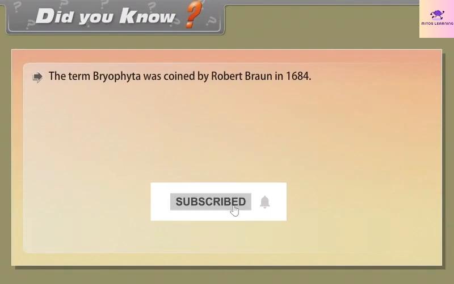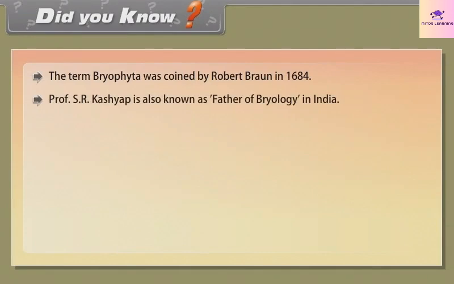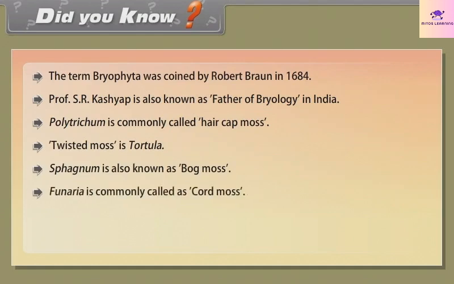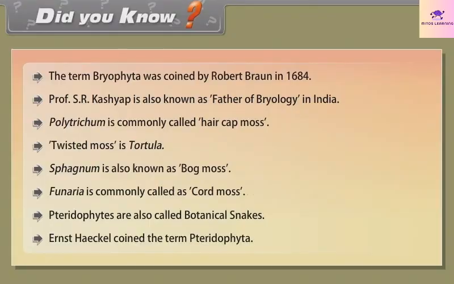Did you know the term Bryophyte was coined by Robert Braun in 1684? Professor S.R. Kashyap is also known as father of bryology in India. Polytrichum is commonly called haircap moss. Twisted moss is Tortula. Sphagnum is also known as bog moss. Funaria is commonly called cord moss. Pteridophytes are also called botanical snakes. Ernst Haeckel coined the term Pteridophyta.